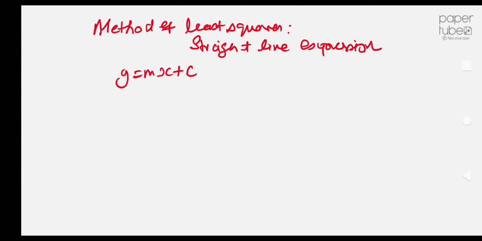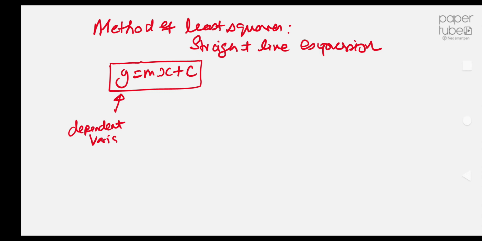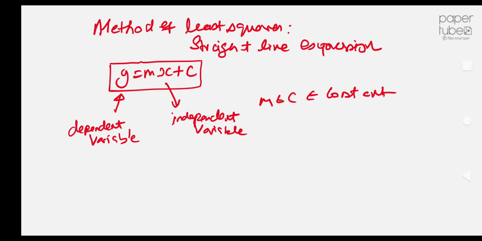In this video, we will learn how to use the principles of least square in order to fit data using a straight line equation, which looks something like here. Here y is your dependent variable, and x is your independent variable. m and c are the constants. m typically refers to the slope and c refers to the intercept.